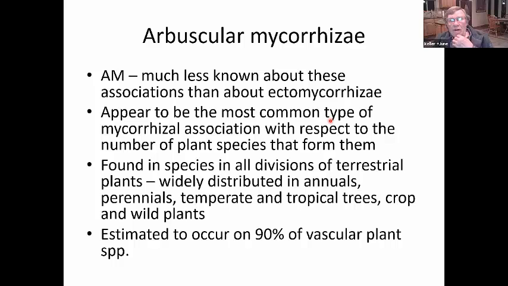Then the next group I want to mention are the arbuscular mycorrhizae, and they're abbreviated AM. We don't know as much about these guys as we do about the ectomycorrhizae, and you'll see why in a couple of minutes. But they appear to be the most common type of mycorrhizal association that we find, particularly if you're thinking about the number of plant species that form them. So you find these in all types of terrestrial plants: annuals, perennials, temperate and tropical trees, crop and wild plants. They're estimated to occur on, I've seen 90 to 95% of vascular plant species.